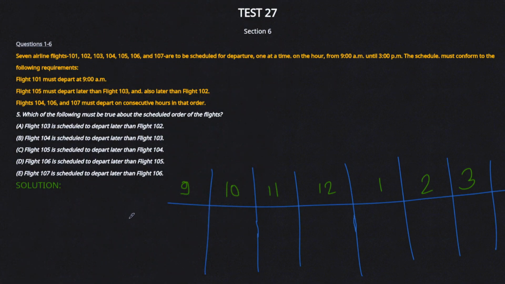Question number 5. Which of the following must be true about the scheduled order of the flights? With this one, you just have to read out the options. One of the options here, flight 107 is scheduled to depart later than flight 106, directly correlates to the last condition we're provided with. We know flights 104, 106, and 107 must depart on consecutive hours in that order. So 107 must depart later than 106. So it's a must, no questions asked. We can just take it.